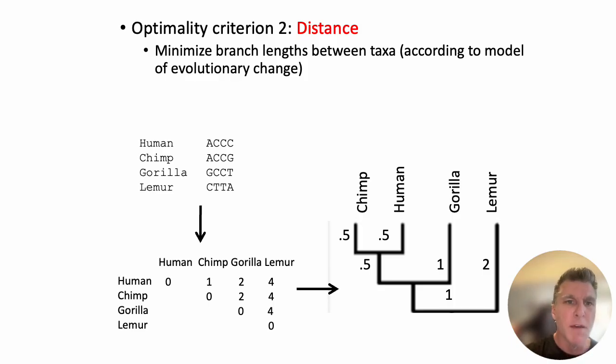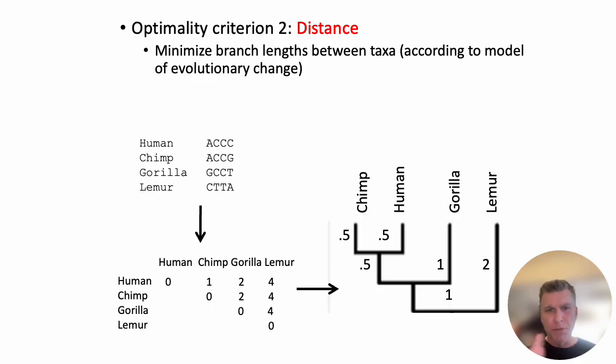So say we look at human and chimp. At the first site, they both have an A. The second, they both have a C. The third, they both have a C. And the fourth, they differ, C to G. So we could say, okay, the scaled difference between them is 1 out of 4 or 25%, and then you use that information to put those two species together on a tree.